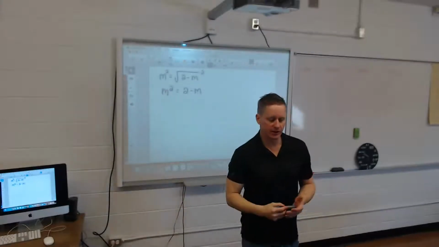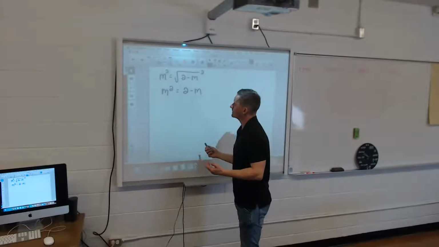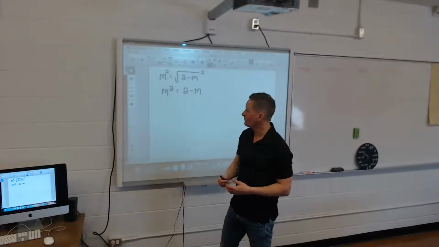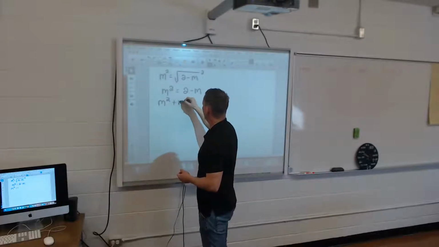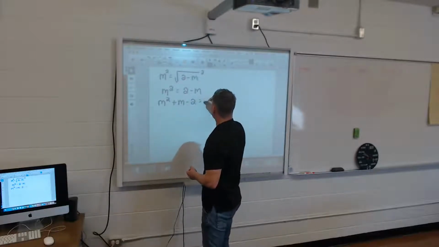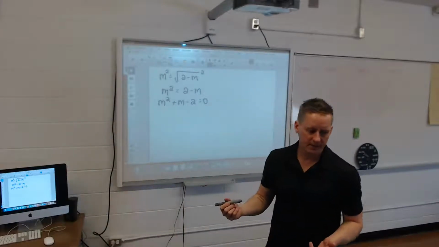Now, we just finished a unit on quadratics. So how do we solve any quadratics? We have to get it equal to 0. So I'm going to get it equal to 0. m squared plus m minus 2 is equal to 0. And then I need to solve this.